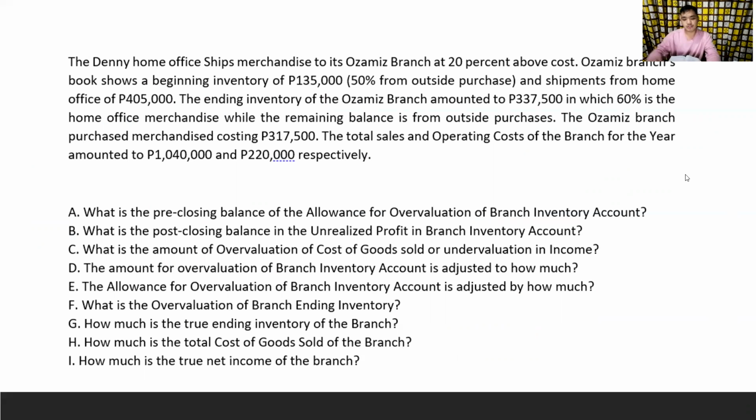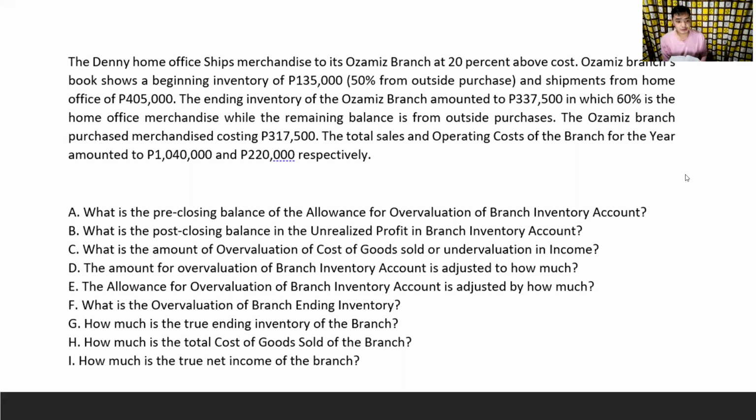The Denny Home Office ships merchandise to its Ozamis branch at 20% above cost. Take note, 20% above cost. The Ozamis branch books show a beginning inventory of 135,000, of which 50% is from outside purchase. Again, 50% from outside purchase. The shipments from home office are 405,000. The ending inventory of Ozamis branch amounted to 337,500, in which 60% is the home office merchandise, while the remaining balance is from outside purchases.